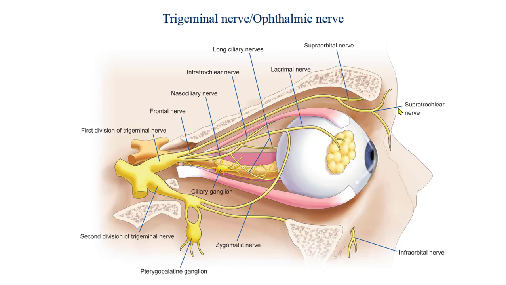The supratrochlear nerve pierces the orbital fascia and supplies the conjunctiva, eyelid, and skin over the medial part of the forehead. The supraorbital nerve exits the orbit through the supraorbital notch or foramen to supply the forehead and scalp. A small twig of this nerve enters the frontal bone to serve the frontal sinus.